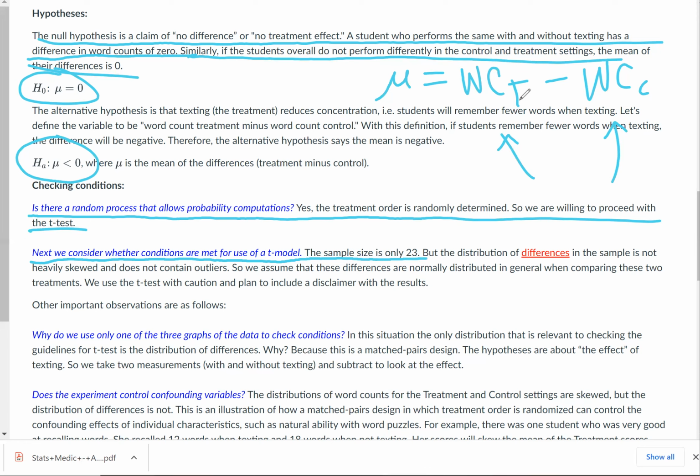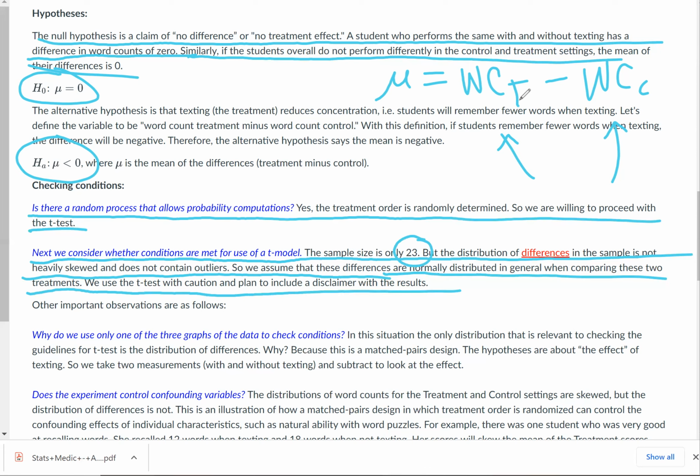The sample size is only 23, but the distribution of differences in the sample is not heavily skewed and does not contain outliers, like we mentioned when we looked at the graphs above. So we assume that these differences are normally distributed in general when comparing these two treatments. We use the t-test with caution and plan to include a disclaimer in the results because the sample size is 23. That's not quite the cutoff that we wanted at 30. So we think we can use it.